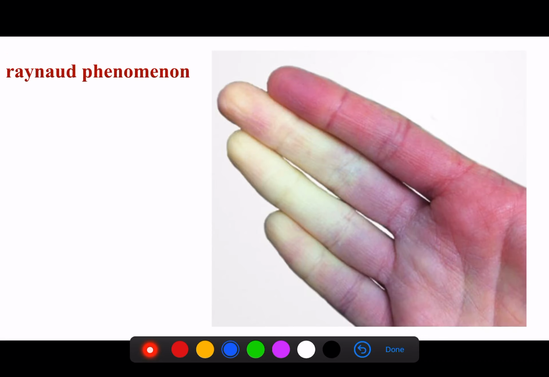At last, we have Raynaud phenomenon or Raynaud syndrome. It's an unknown phenomenon, unknown etiology. It's familial, genetic, maybe. It's characterized by vasoconstriction of blood vessels due to cold or due to emotional stress, leading to vasoconstriction of the tip of the finger, then vasodilation.